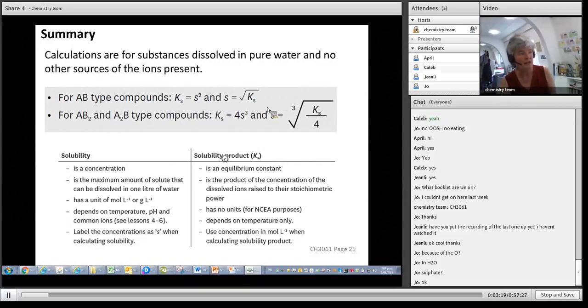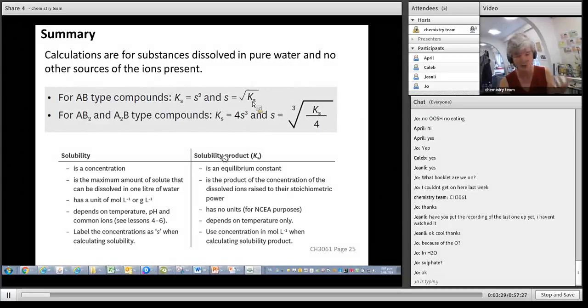So either I can work out my Ks by taking my solubility and squaring it, or if I have to calculate my solubility, I take the square root of my Ks value, or solubility product. I know some of you weren't here last lesson, so we will look at this as we carry on, and I'll explain what these terms mean. The solubility product, though, for an AB2 salt. Okay, that's a good question, Joe.